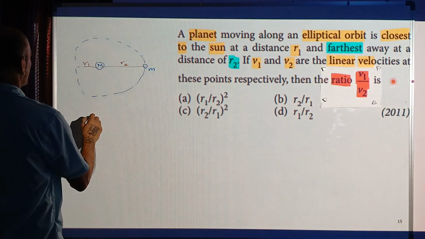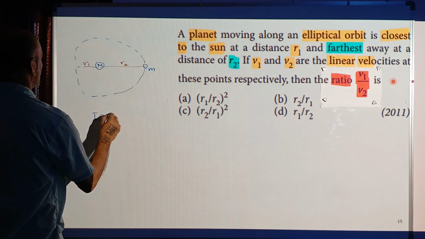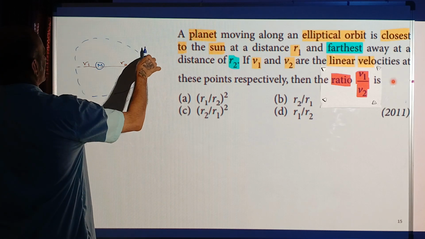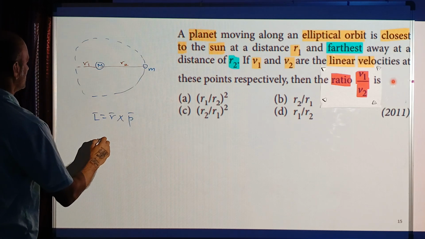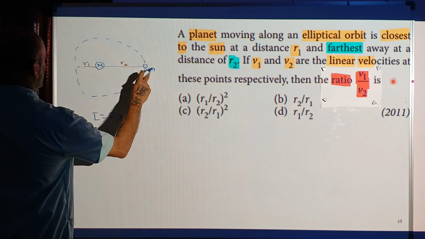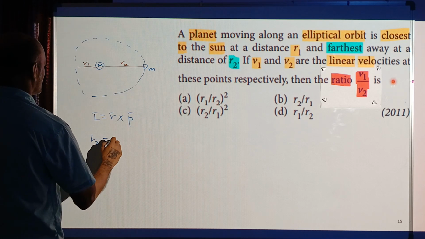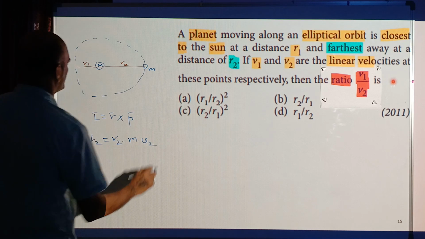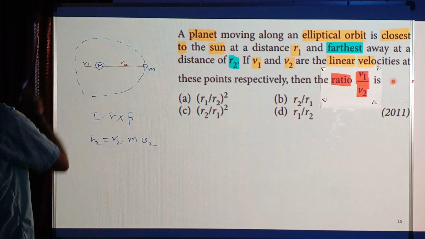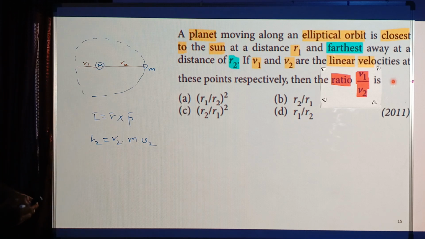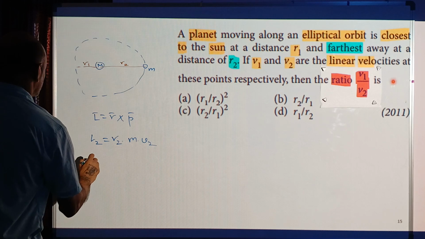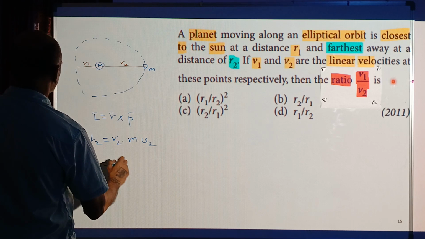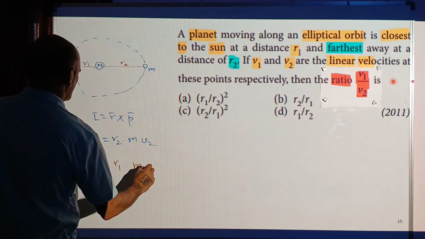So this system will have an angular momentum, which is r cross p. At this position, velocity will be like this. So r and v are perpendicular. So L at this position, L2, is r2 into mass into velocity at point 2. And the angular momentum of the system at point 1, L1, is r cross p, r1 into m into v1.